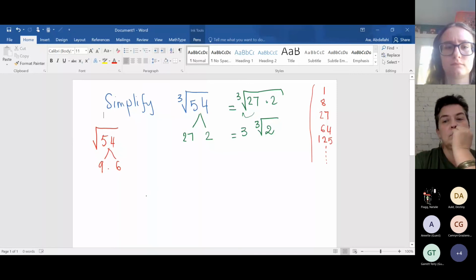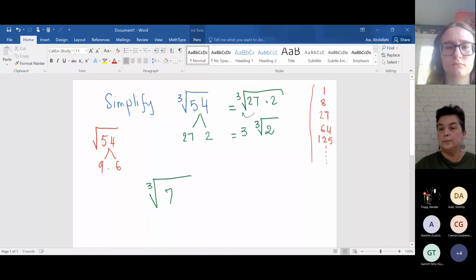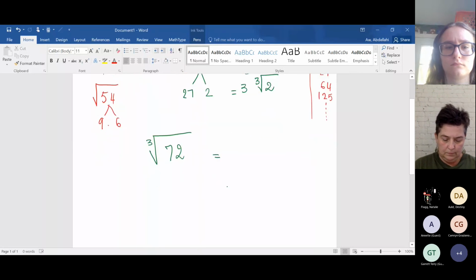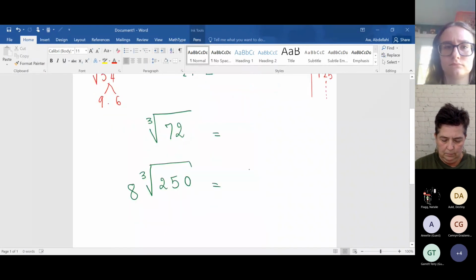Okay, so simplify the cube root of 72. Go ahead. Simplify the cube root of 72 and 8 times the cube root of 250.